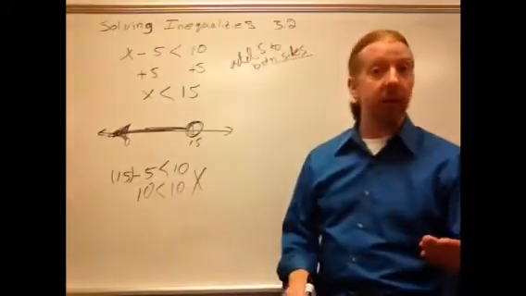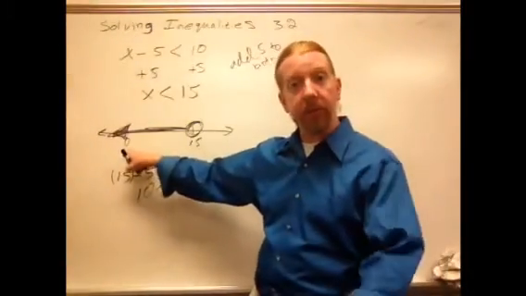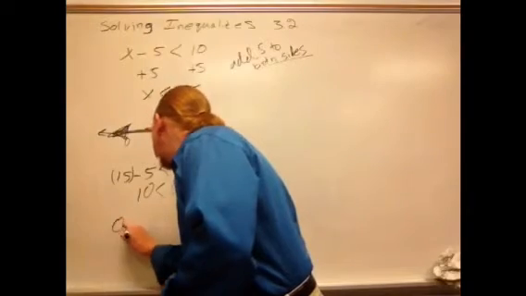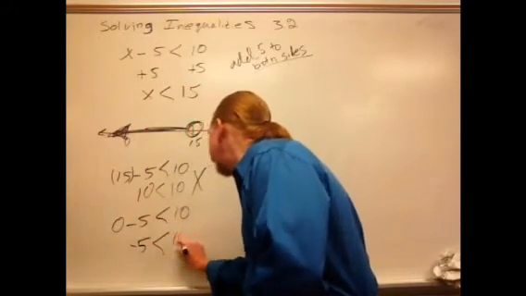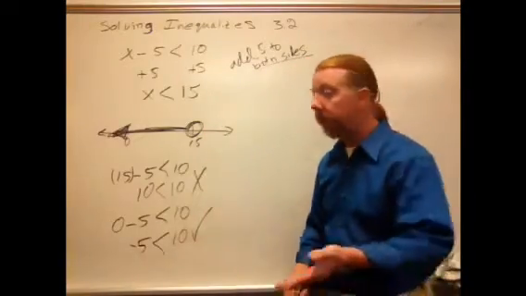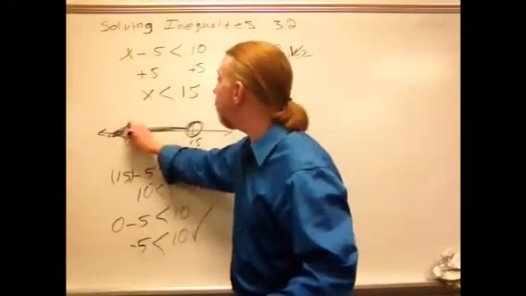Now, if I'm not sure, I can always test another point. Let's test the point 0. That's an easy test point. 0 minus 5, is that less than 10? Is negative 5 less than 10? And that checks out. So a solution would be 0.